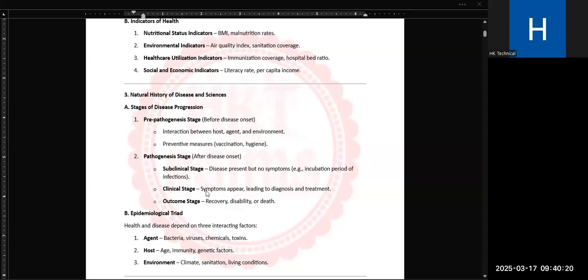Then the clinical stage is when symptoms start to appear, leading to diagnosis and treatment. The outcome stage is when the person gets recovery, disability, or death, right? Outcome is like any final conclusion. So after the disease occurs, either the person will survive, or disability will occur, or death will occur.